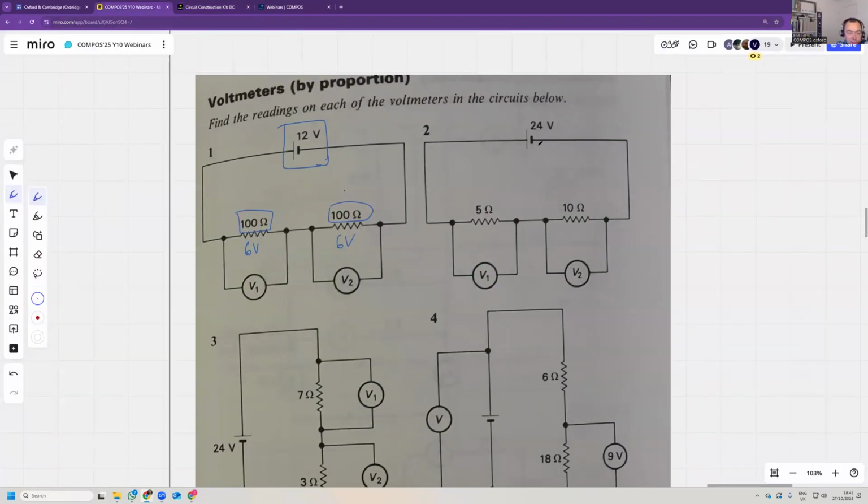Okay, so the 24 volts, so there's a 5 and a 10. Well, it makes sense that it's 24, so it's split in proportion to 5 and 10. So you split 24 in proportion 2 to 1, and that is 8 volts and 16 volts. Right.